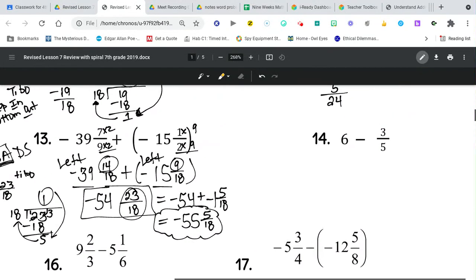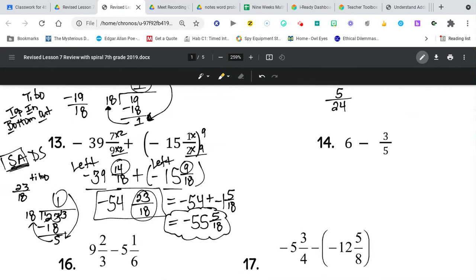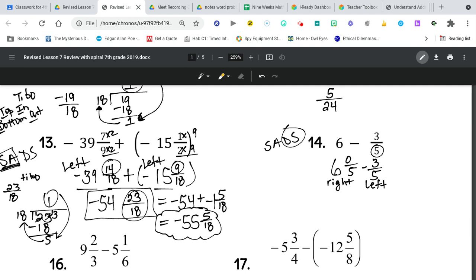All right, let's take a look at 14. I noticed that I have a whole number and a fractional piece. So I'm going to put a fractional piece on the 6. Make sure I have a common denominator. 6 and no fifths minus 3 fifths. Okay, 6 is to the right. Minus a positive number is to the left. So those go in different directions. So I'm going to subtract.